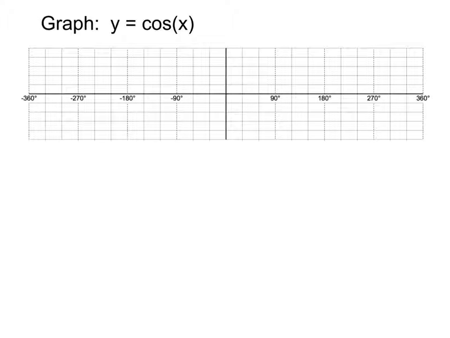Reminder here, cosine, is that the x or the y? X. It's the x, yeah. So that means it's the first coordinate that you wrote down for that point. So at 0 degrees, what was the first coordinate you wrote down? 1. It was 1. And so I can now plot the point 0, 1. So go ahead and plot that point.